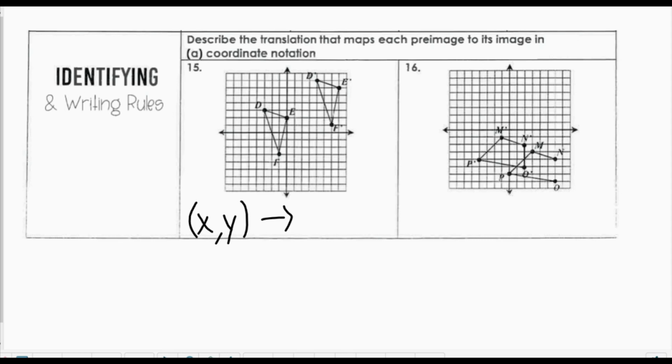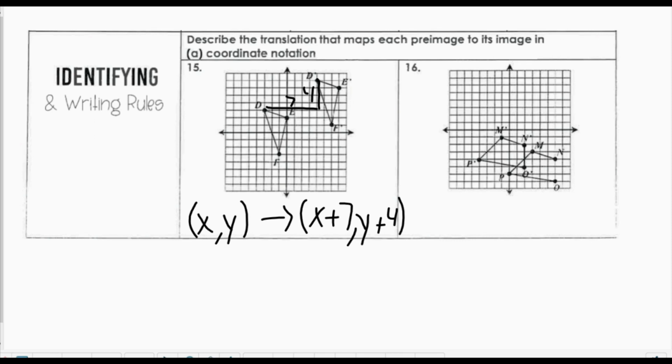So if I look at D, I move so many spaces to the right and so many spaces up. Notice I'm moving 7 spaces right and then 4 spaces up. So my modification of x would be x plus 7 because I'm moving right, and y plus 4 because I'm moving up. Always remember I want to move from the triangle without the prime mark, so my pre-image, to the triangle with the prime marks, so my image.